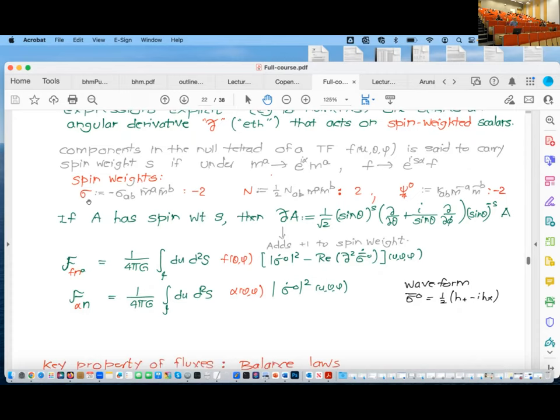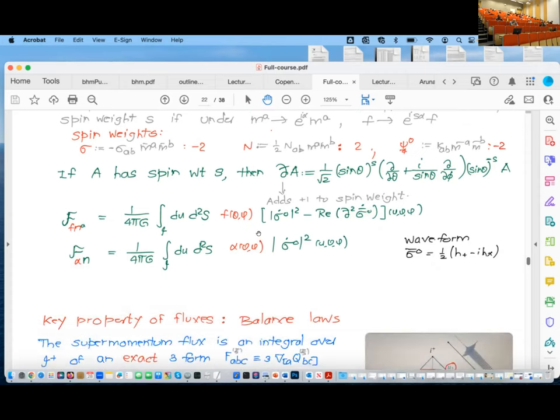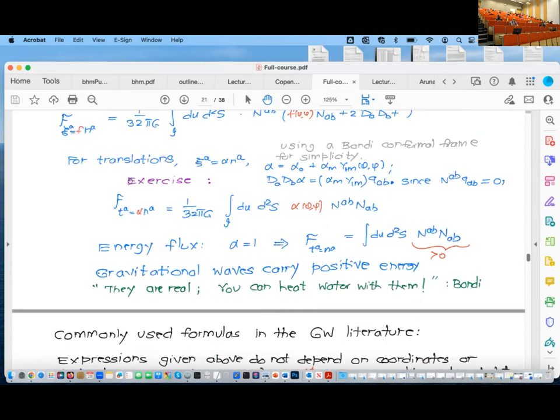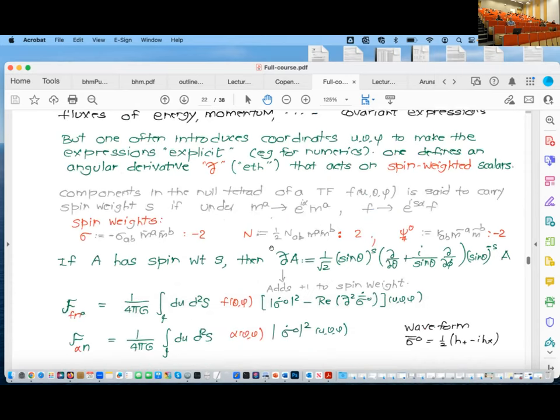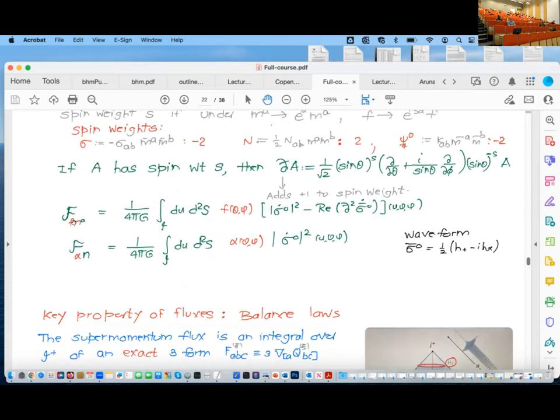If a scalar f has spin weight s, then ð of f is an angular derivative, just d theta and d phi with some sine theta thrown in here. And if f has spin weight s, then ð of f has spin weight s plus 1. So it adds plus 1 spin weight. So now I can just take this formula I got here for the fluxes, and I can write it out in terms of coordinates and in terms of the tetrad components. And then I obtain that if I got a supertranslation, then I got a quadratic term in news, and I got a linear term in news.